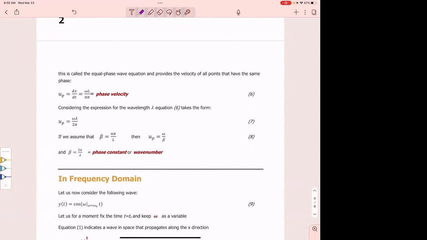And these are all important because we are going to start next time talking about how those waves propagate and how to create them. Okay? All right. Thank you.